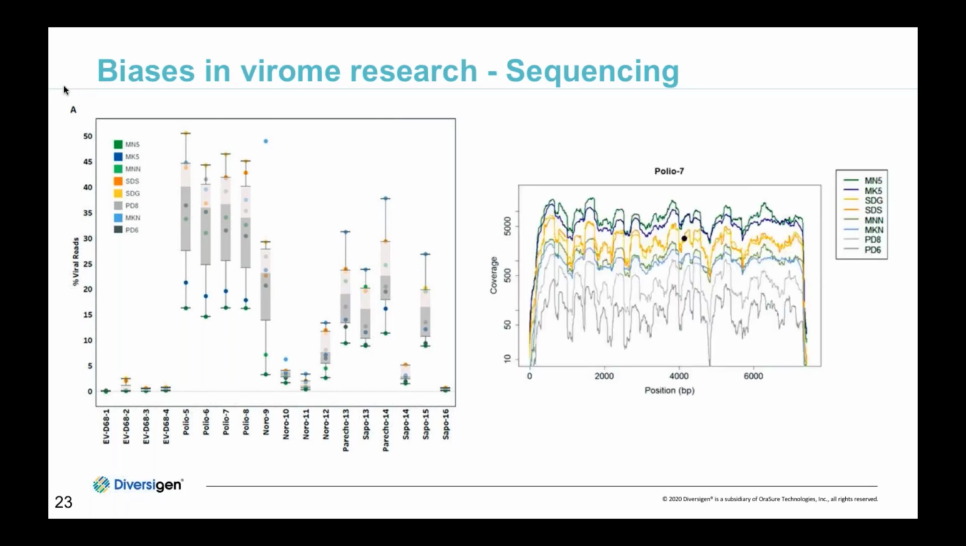The virus coverage is also affected by the sequencing platform and the sequencing kit. As you can see here with this poliovirus specifically, the genome coverage seems to be the highest when using the Illumina MiSeq compared to the Ion Torrent sequencing platform.